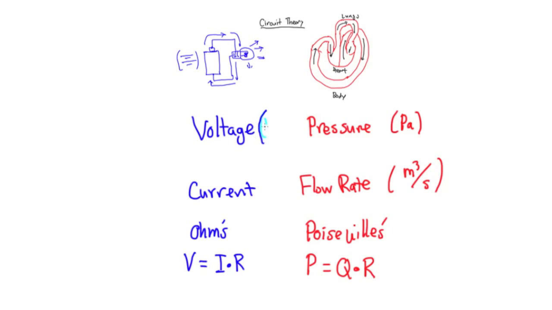So voltage is typically something with volts. Current is typically something with amps. And so these two things actually work hand in hand.